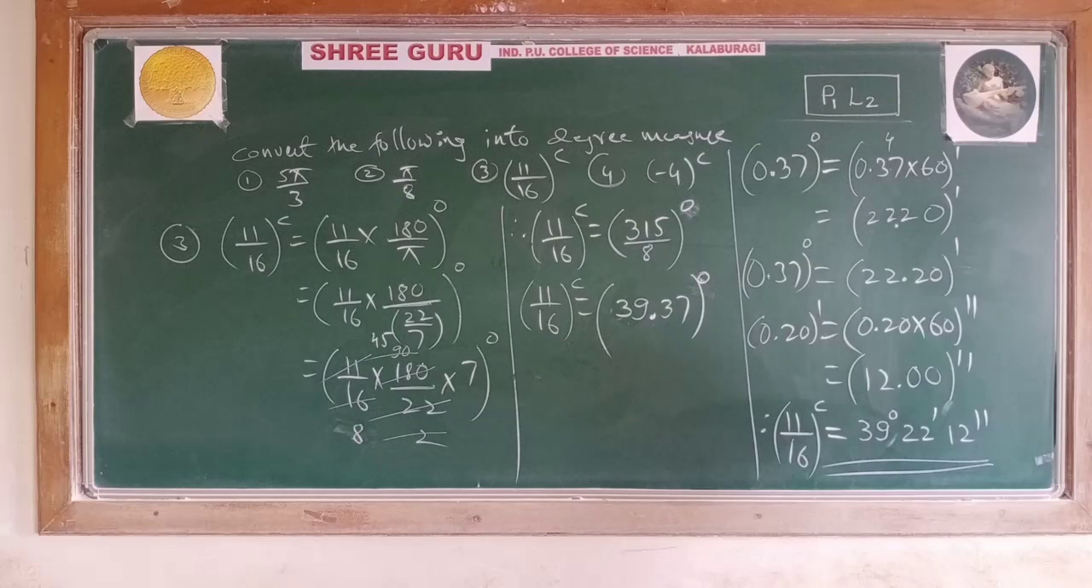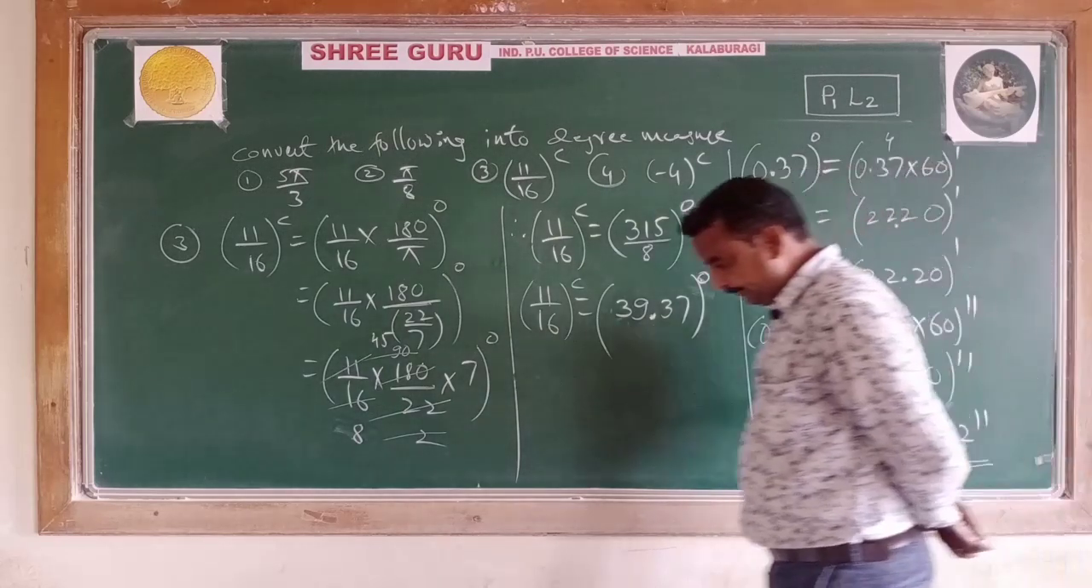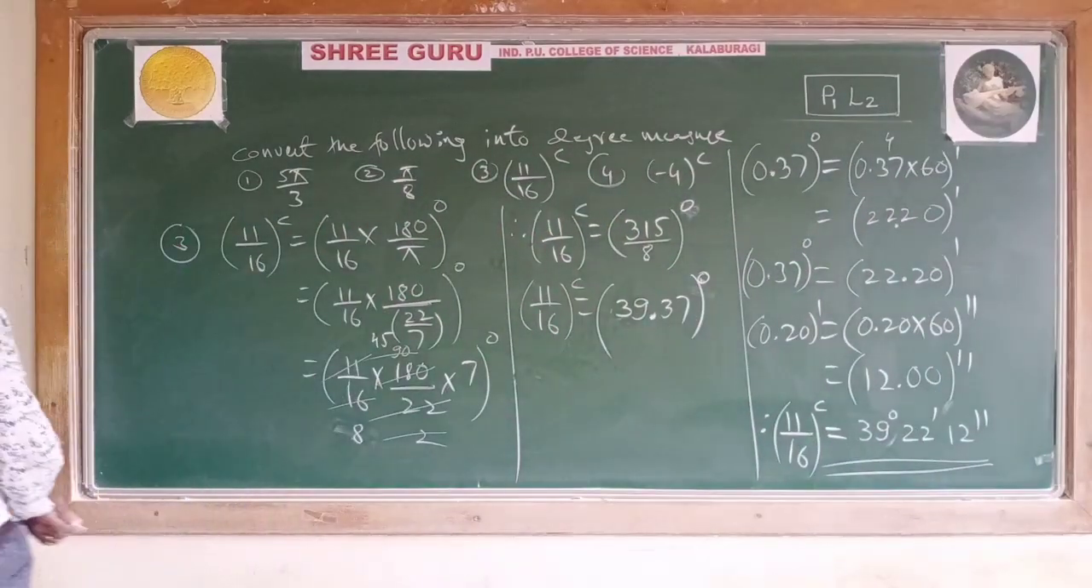Conversion of degree to radian and radian to degree. This is the 4 radian.